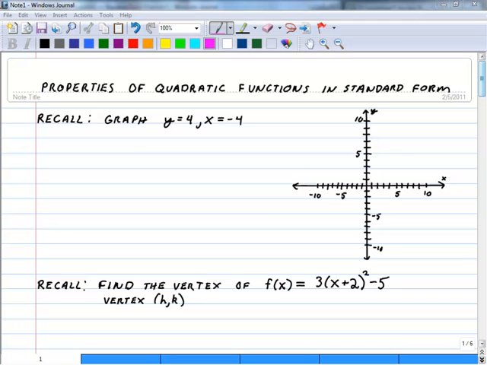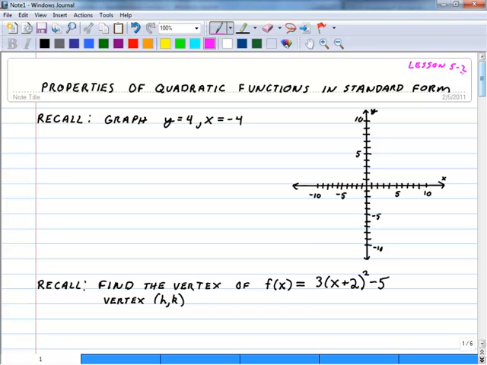This lesson will cover properties of quadratic functions in standard form. This is lesson 5-2. So before we get down into it, I wanted to go over some basic concepts here.